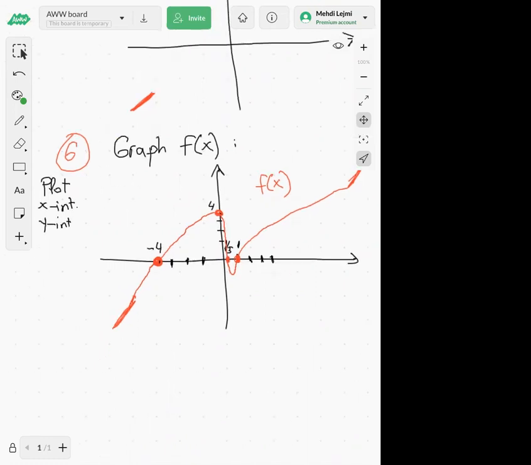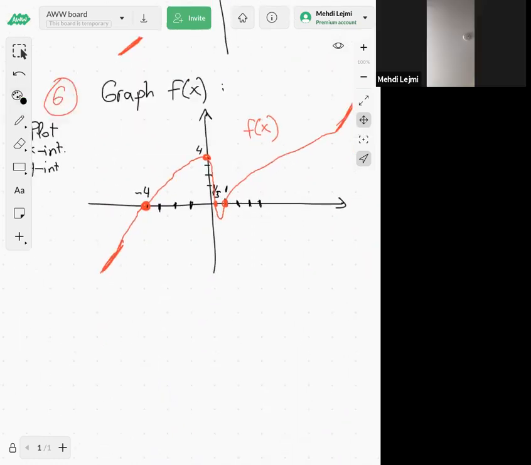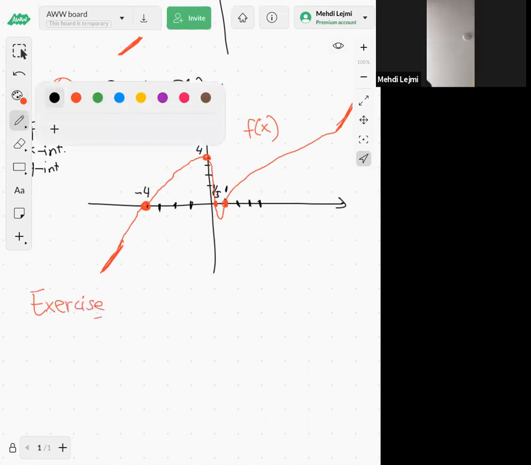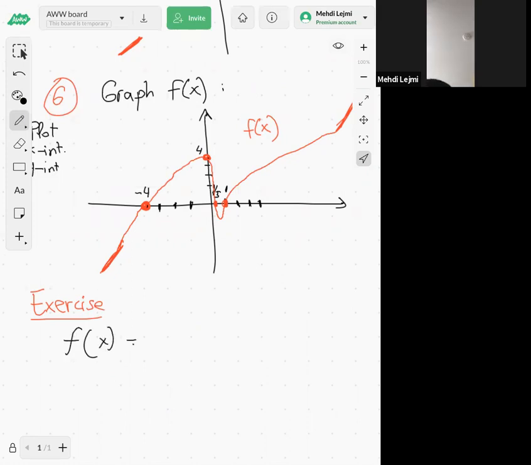All right, so here's an exercise, a similar exercise. Let's say f of x is -3x³ minus 7x squared plus 22x plus 8. So this is -3x³ minus 7x squared plus 22x plus 8.